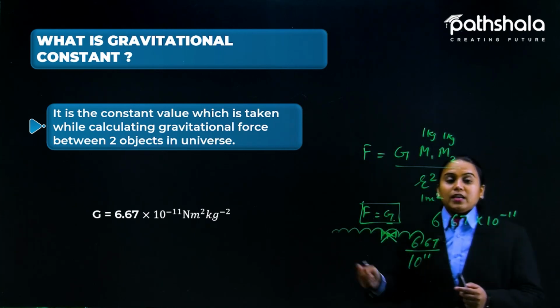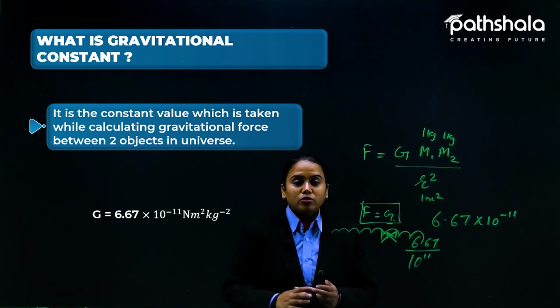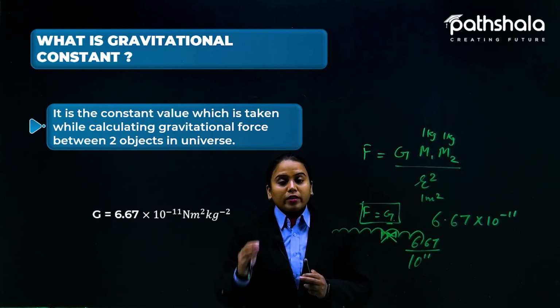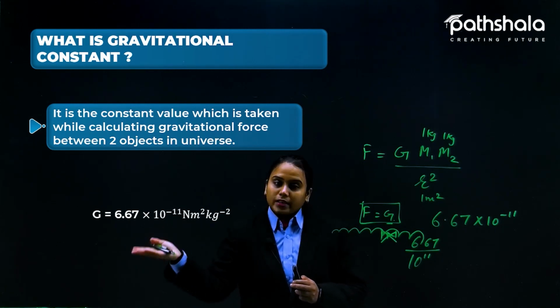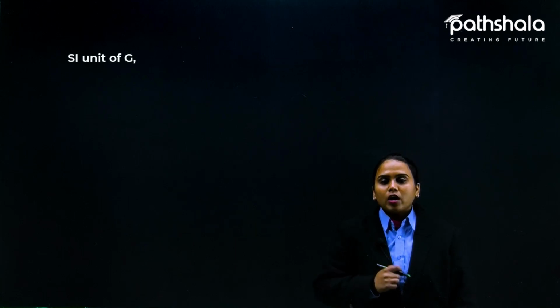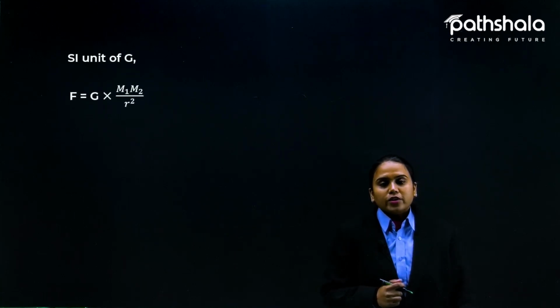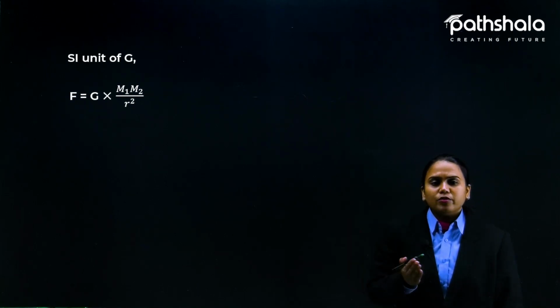And this G, the gravitational constant, is very important, because in your exams also you will get questions, and for those questions the value of G should necessarily be put as this one only. So G is the gravitational constant that has the value of 6.67 into 10 to the power minus 11. Now we should know the SI unit also. Here we will talk about the SI unit of G.